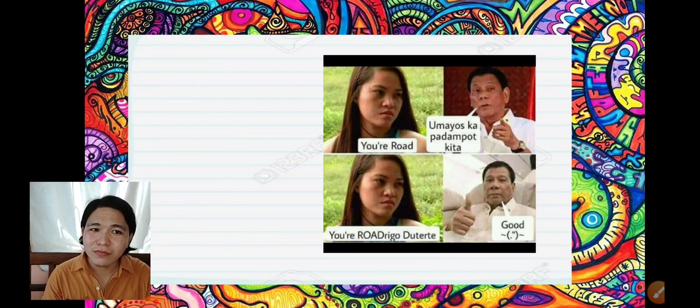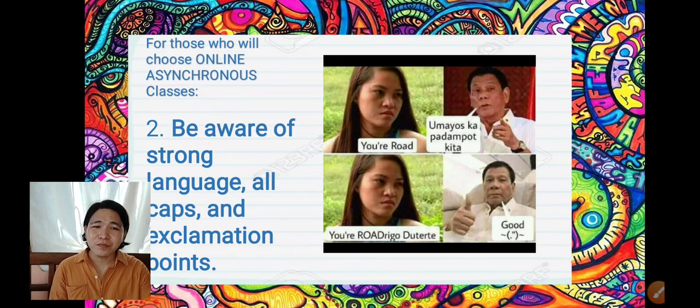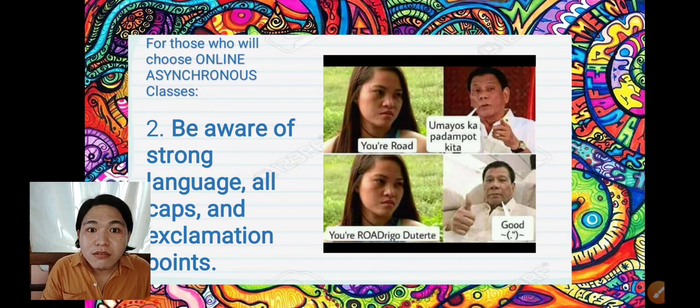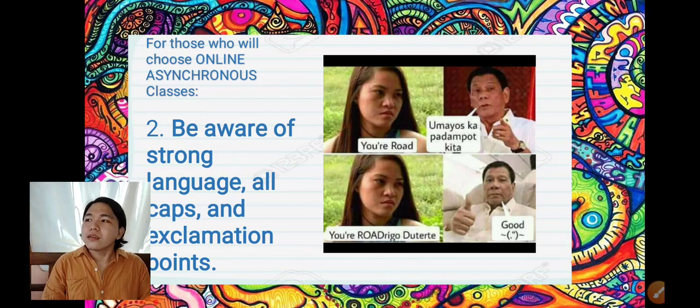And aside from that one, we also have this thing. Your road. Umayos ka. Natampot kita. Your road. Rigo Duterte. Good. So ano bang ibig sabihin yan? What is being rude? That is, be aware of strong language, making use of all caps or exclamation points. Because you know what? Kapag gagamit ka ng all caps, intense ka yung pagkasulti. So therefore, ang makadeceive, uy, nagsyagit naman siya.